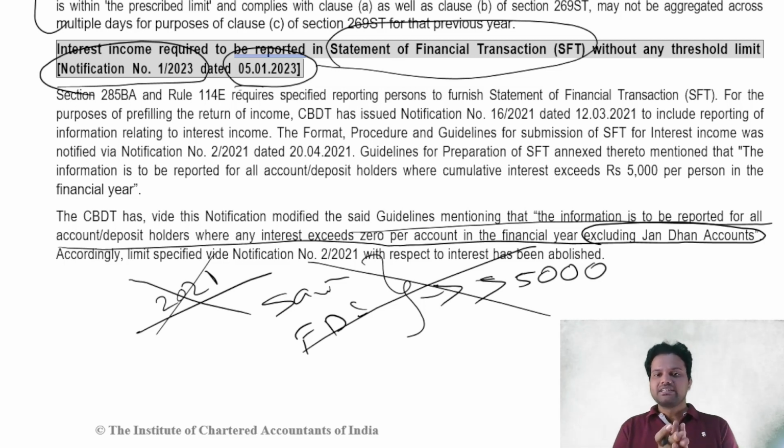They extended the statement of financial transaction scope with this. The 5,000 limit was gone, and Jan Dhan accounts are excluded. Why did they exclude Jan Dhan accounts? The Jan Dhan account is a central government scheme, and only small petty amounts will be deposited into these accounts of poor families. That's why they have excluded these Jan Dhan accounts from the scope of the statement of financial transaction. A simple amendment, this is section 285BA.